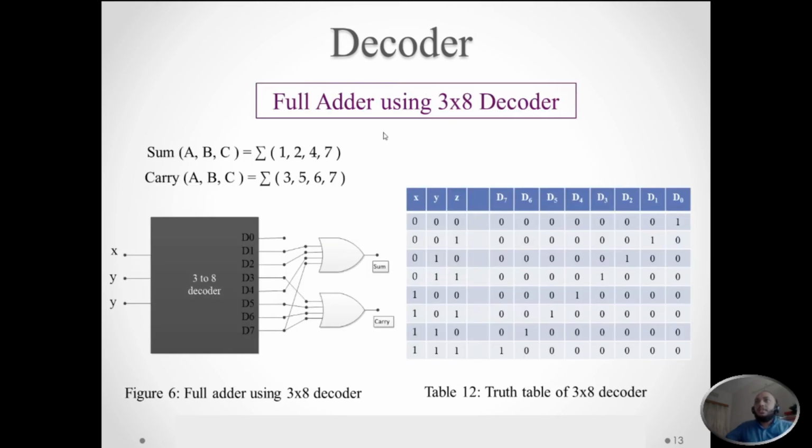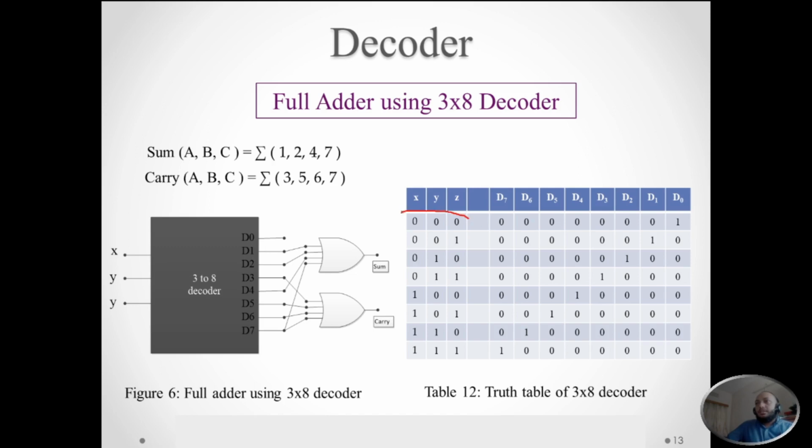Now we can design a full adder using a 3:8 decoder. We know that the outputs of a full adder are sum and carry, where sum is 1 in the positions 1 2 4 7 and carry is 1 in the positions 3 5 6 7. Now let's see how we can design a full adder using a 3:8 decoder.